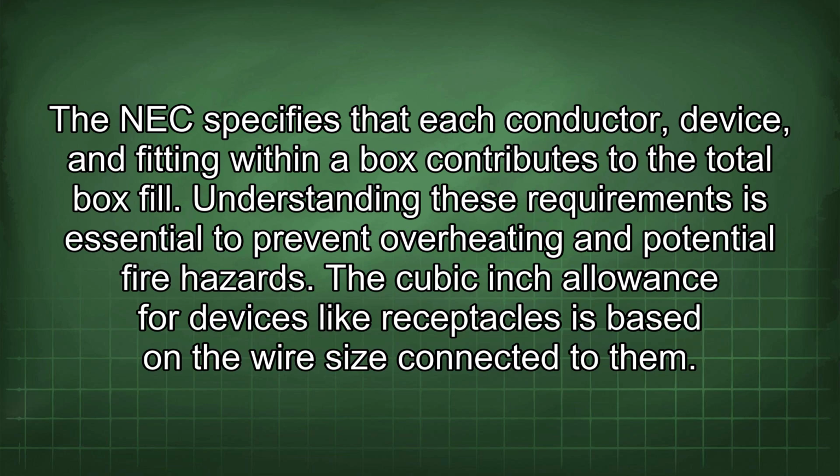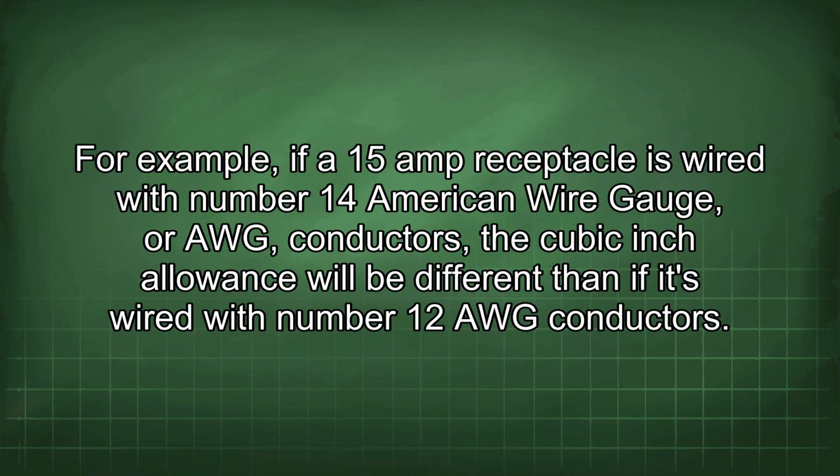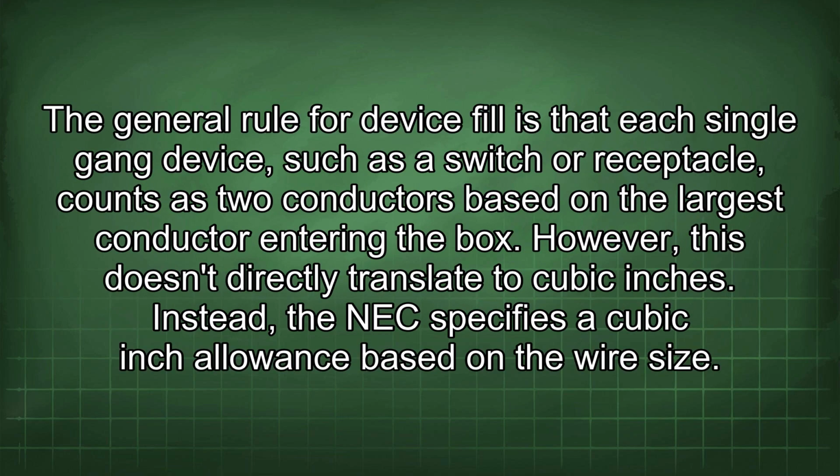The cubic inch allowance for devices like receptacles is based on the wire size connected to them. For example, if a 15-amp receptacle is wired with number 14 American Wire Gauge, or AWG, conductors, the cubic inch allowance will be different than if it's wired with number 12 AWG conductors. The general rule for device fill is that each single gang device, such as a switch or receptacle, counts as two conductors based on the largest conductor entering the box. However, this doesn't directly translate to cubic inches. Instead, the NEC specifies a cubic inch allowance based on the wire size.